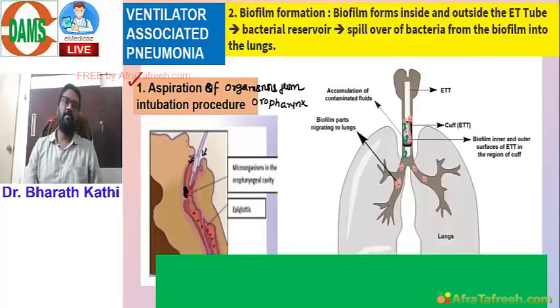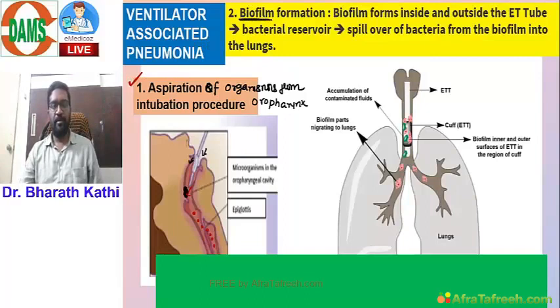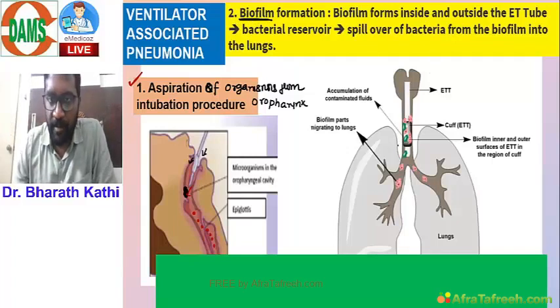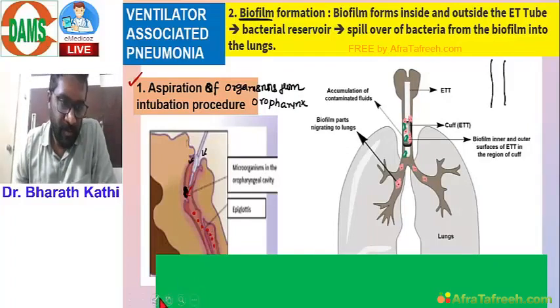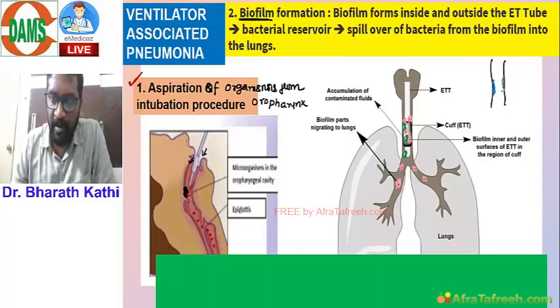So the second mechanism is this biofilm formation. Biofilm means a film or a coating containing organisms. Biofilm can form inside and outside. So if this is the endotracheal tube, gradually there will be a biofilm formation. The organisms can sediment in the tube, inside and also outside. So once you do some suction, this film can gradually break by time, and organisms from the tube can go into the lung.